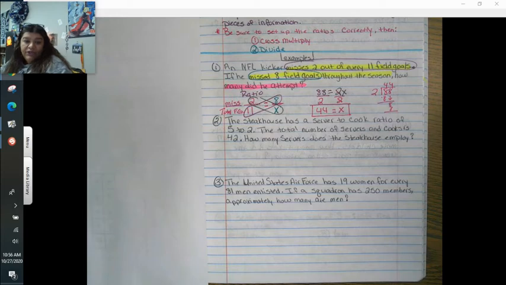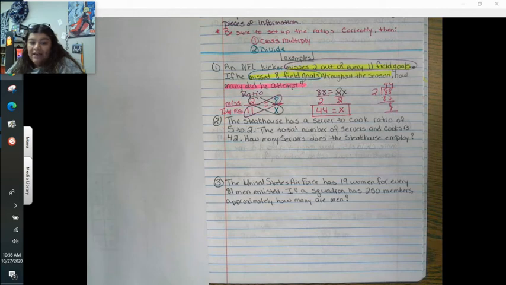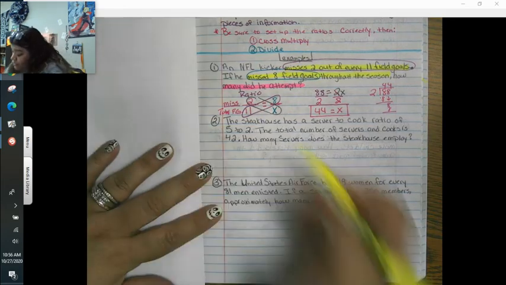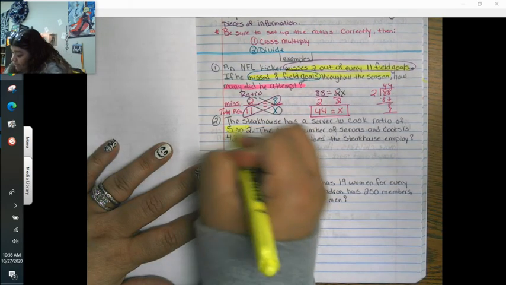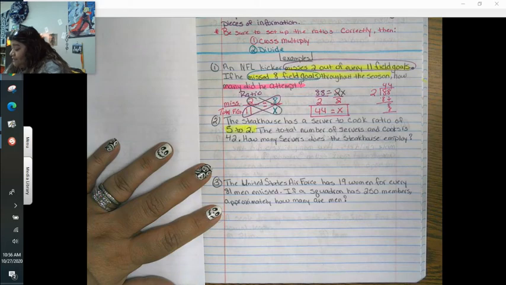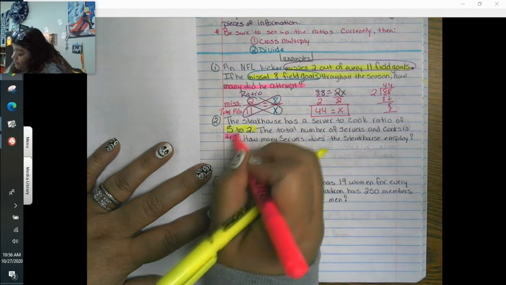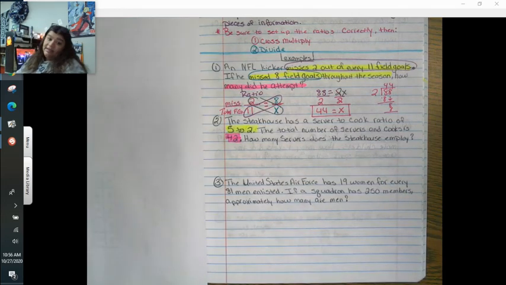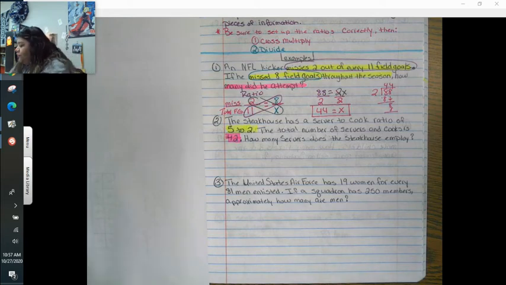The steakhouse has a server to cook ratio of 5:2. The total number of servers and cooks is 42. How many servers does the steakhouse employ? Okay, so let's take a look. I see 5:2. That looks like a ratio, right? Perfect. I also see another number that's all by itself, which is 42. Now, it's good that you highlight the numbers, but you have to know what the numbers mean. Okay. So I see the ratio 5:2.